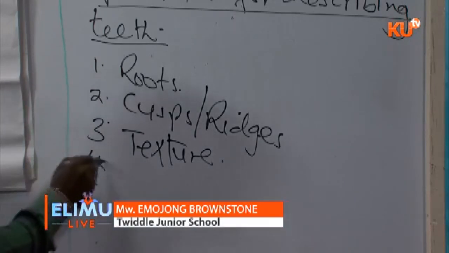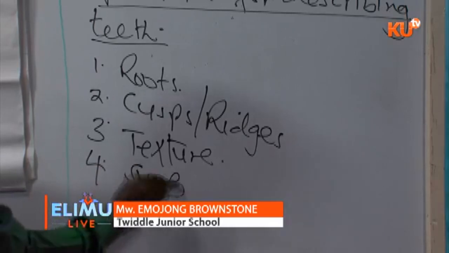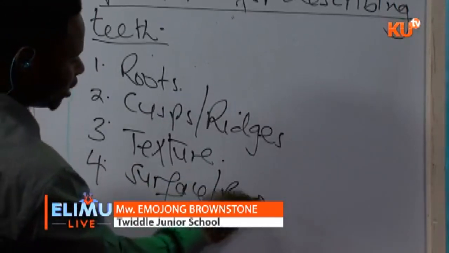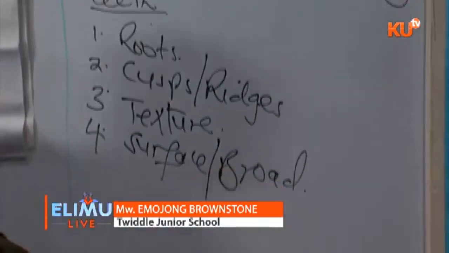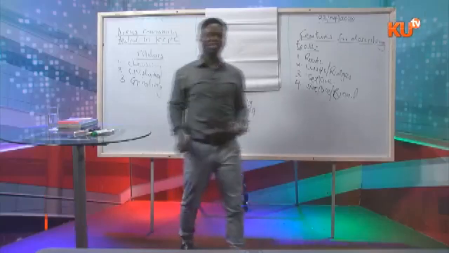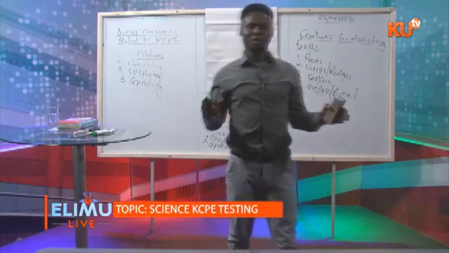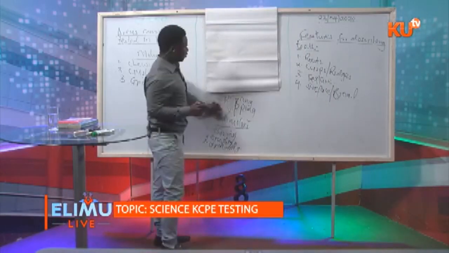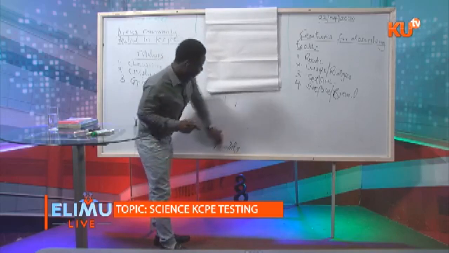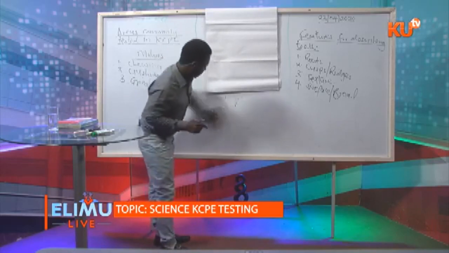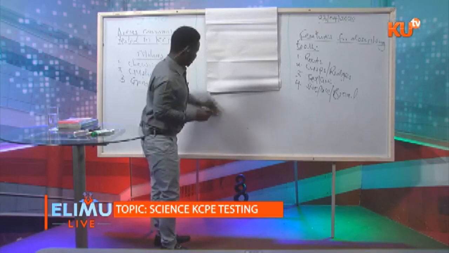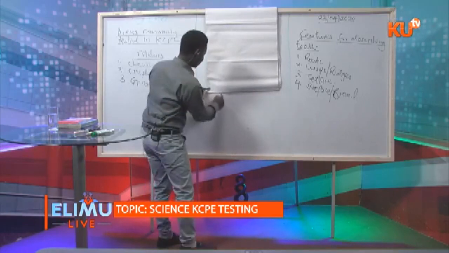Then number four, we have the surface, in terms of how broad it is. We have teeth that are broad, and we have others that are narrow. Now, how do we describe teeth? Description of teeth.